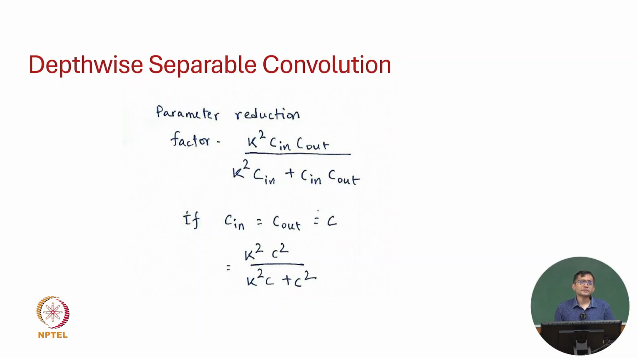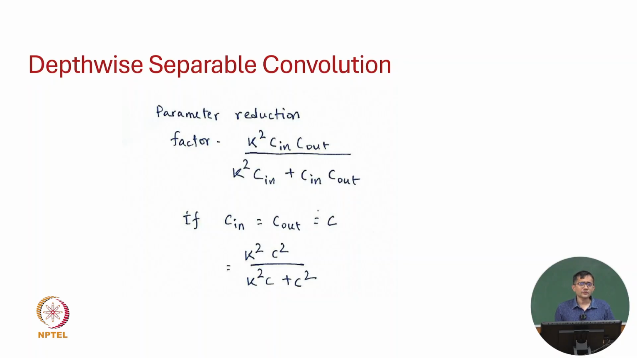So the parameter reduction factor in this case is k square C in C out divided by k square C in plus C in C out. Let us simplify this by assuming that C in is equal to C out is equal to C. So this becomes k square C square divided by k square C plus C square, right?